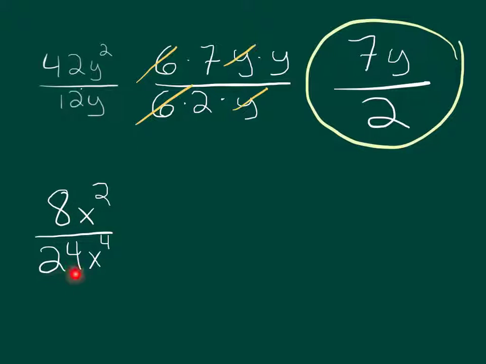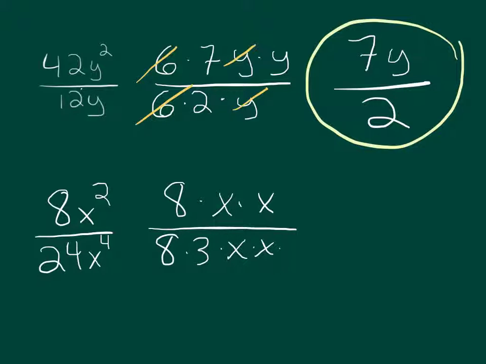I know that 8 goes into both 8 and 24, so I'm going to focus on that. So I've got 8 times x on the top. On the bottom, 24 is the same thing as 8 times 3. Then I've got 4 x's: x times x times x times x.